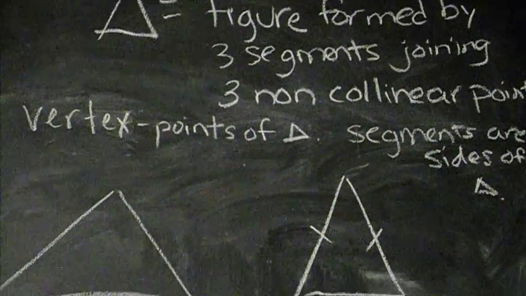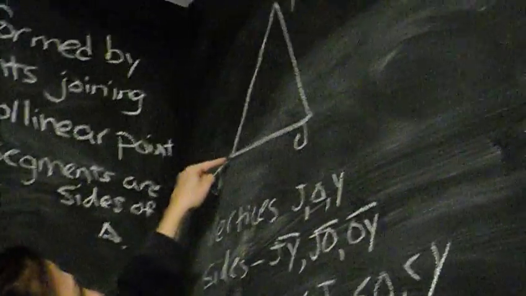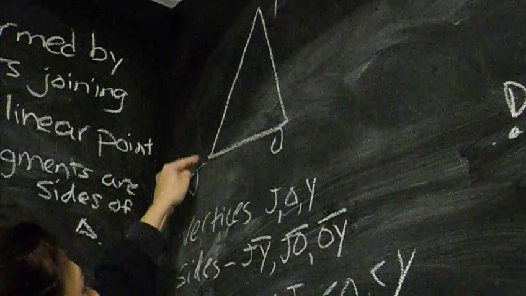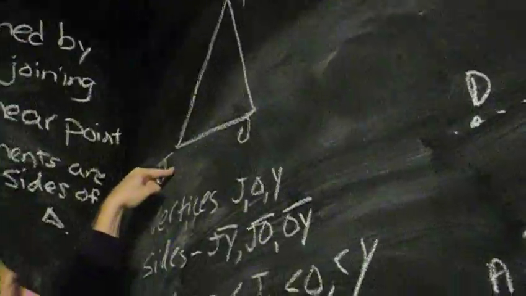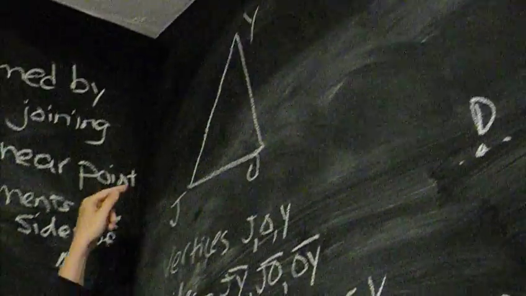So here you go. Here's our figure. It's got 3 segments. They're non-collinear. All 3 are non. If we had them 3 in a line, they would be collinear. These are not in a line, the 3 of them, so they're non-collinear. Of course, I have triangle JOY because Joy knows how much I love her name.